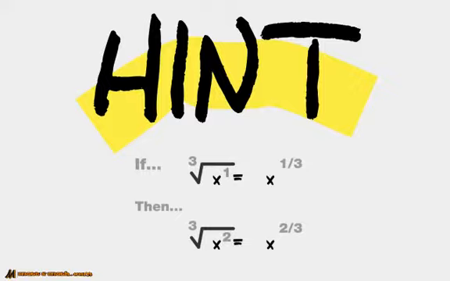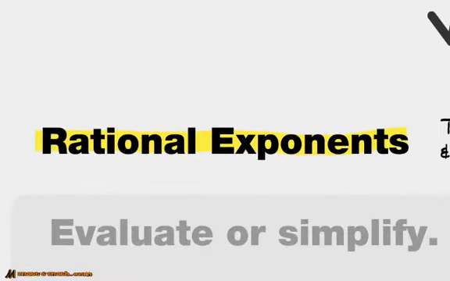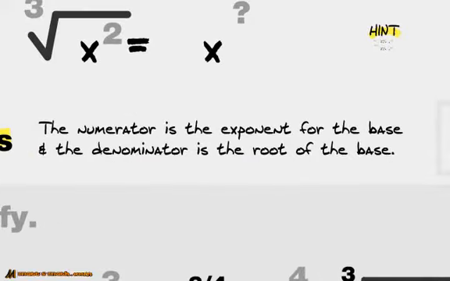Not too bad, huh? All right, so what we're going to talk about now is defining what a rational exponent is. And this is how we do it. The numerator of the exponent is the actual exponent. So look here. That's the numerator of the fraction. And the denominator is that number right there. Okay?